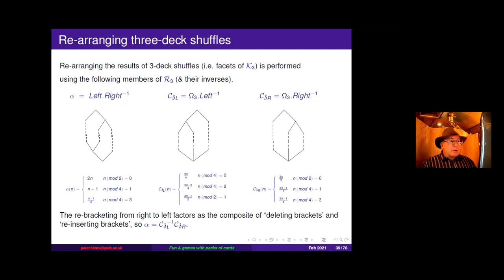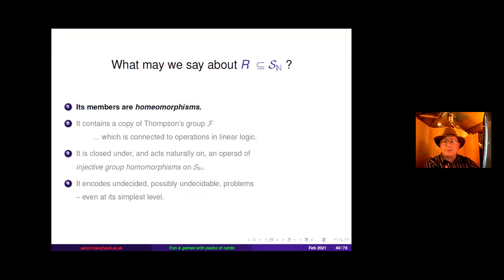Okay, well, so what can we say about this? So far, we have got nothing more than a set of bijections on the natural numbers. So here's a list of things that I would like to say about this. We can say more, but these sort of conveniently lead on one to the next. So first of all, its members are homeomorphisms.